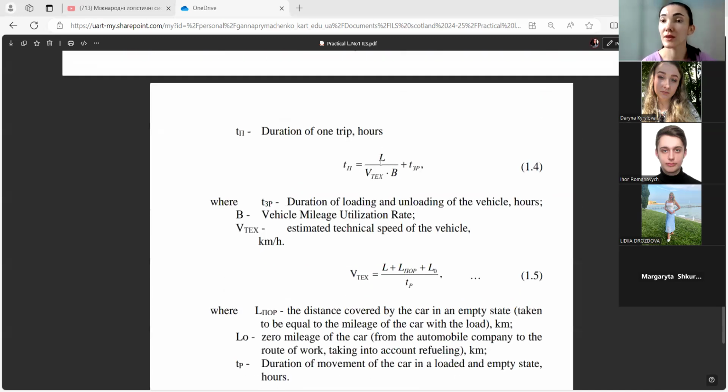May I ask a question regarding formula 1.5? What is the value of the distance covered by the car in empty state in the table? Because I couldn't find it. First distance we can find in table 1.1, and the next L is the same, because from point B to point A we are going with empty cargo, so we use the same L. Okay, the same, yes.